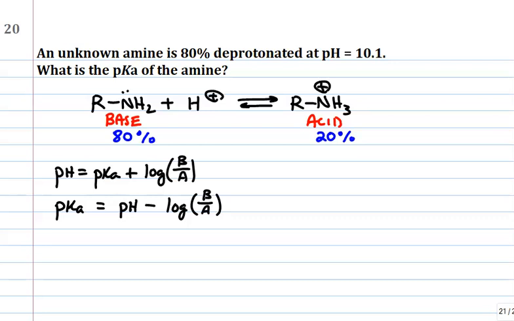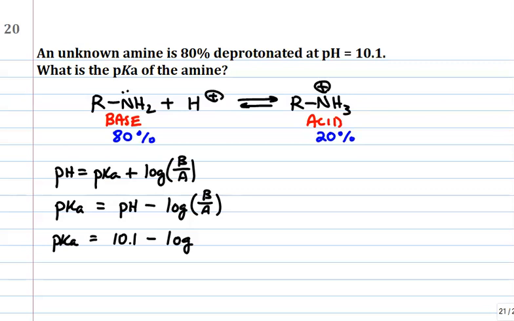And now I can put in some values here. So pKa equals the pH. I was given that, 10.1 minus the base 10 log of the base over the acid. Well, we have to come up with an appropriate ratio. We don't have the concentration of the base. We don't have the concentration of the acid. But if we know their relative ratios, we can solve this problem.